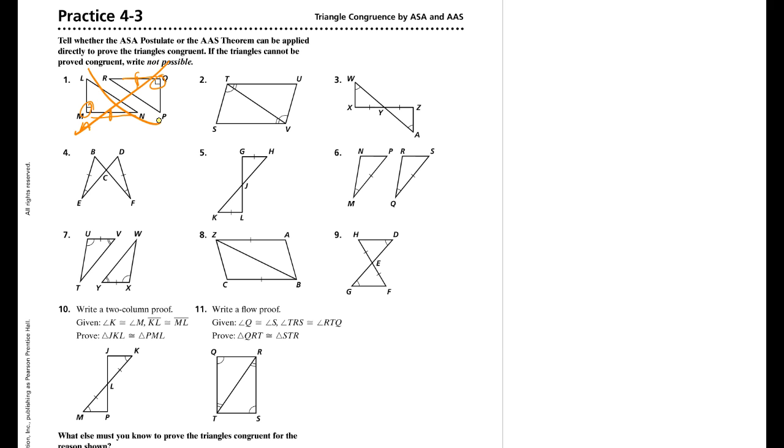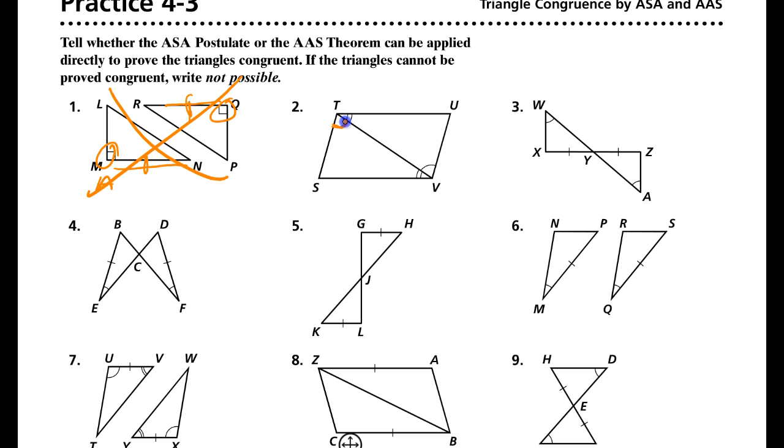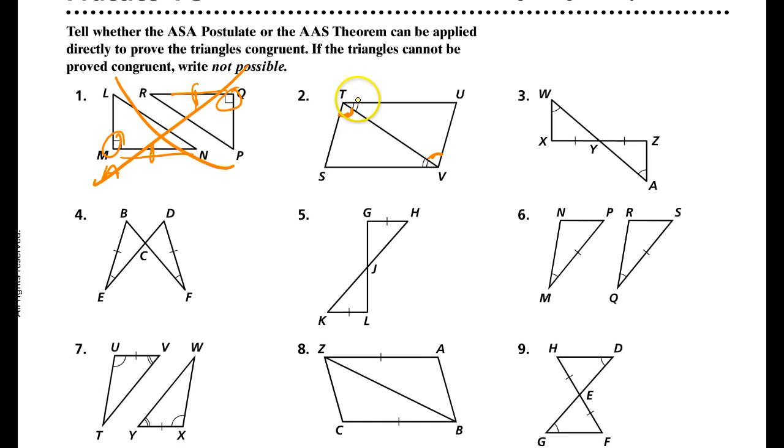Number 2, do I have enough information to use ASA or AAS? Well, let's see here. We've got this, you know what, let me increase this a little bit. There we go. We have this angle matched up with this angle. That's lovely. Now, can you imagine these two triangles sort of pulled apart a little bit? That might help. But we know that TV is congruent to itself. So now we've got an angle, we've got a side, and let's see here. Oh, yep, look at that.